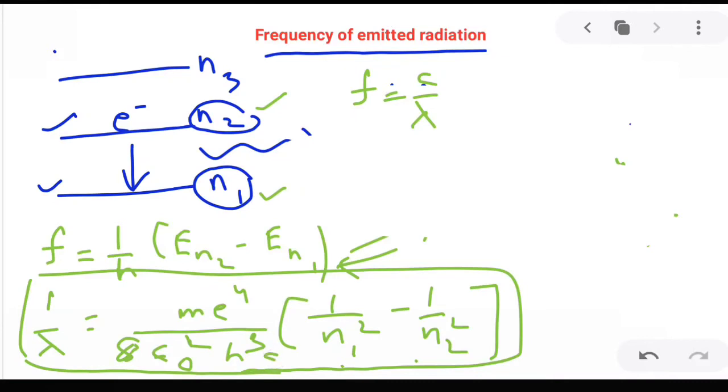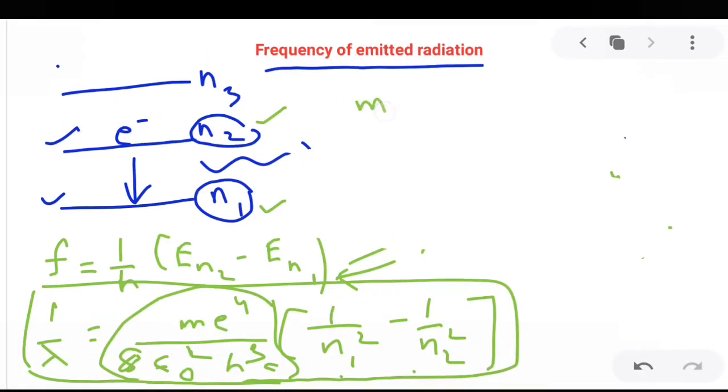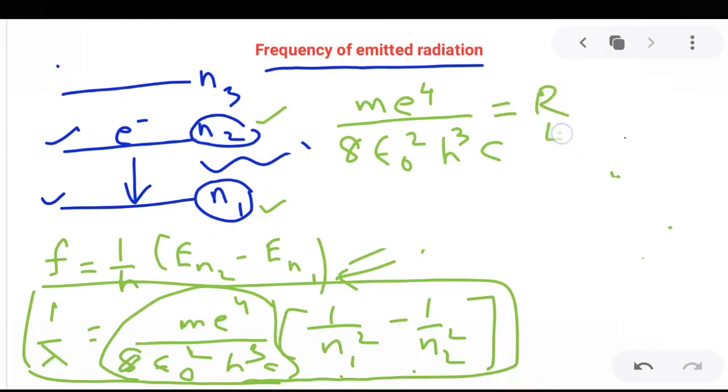Now all these terms associated with an electron are constant: me^4 divided by 8 epsilon naught square h cube c. All these terms are constant, and this constant can be replaced by a term called R, and this is called the Rydberg constant.